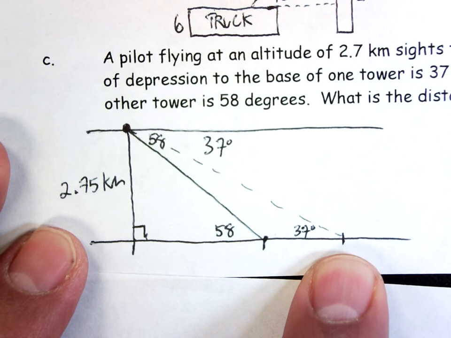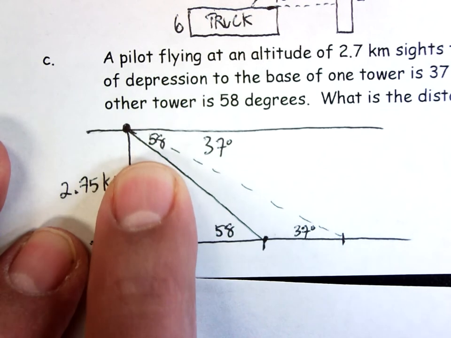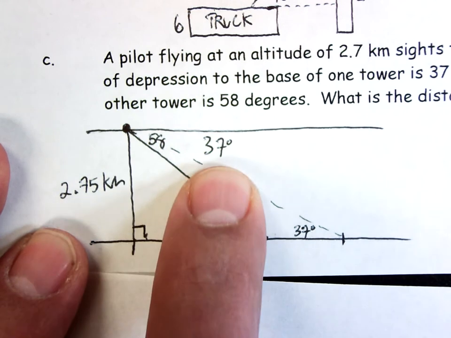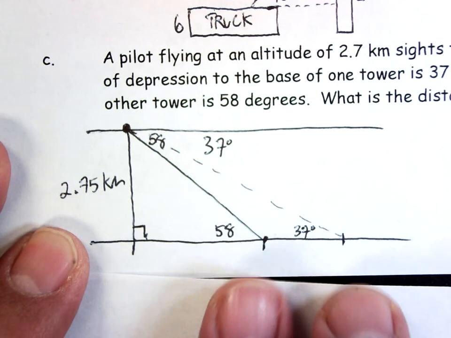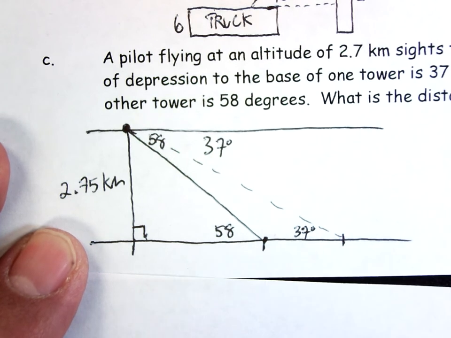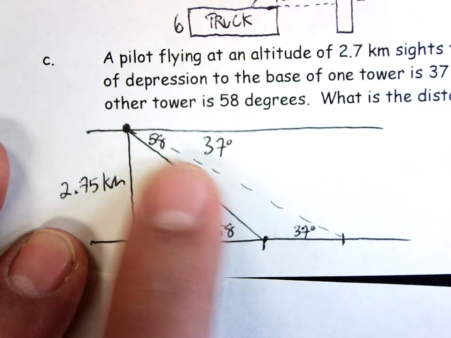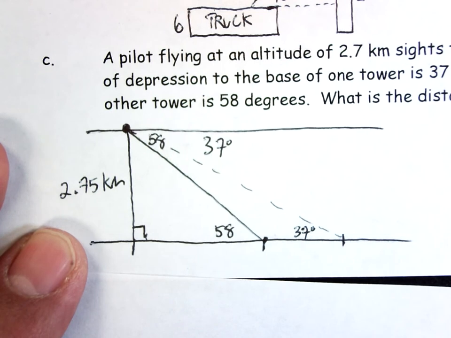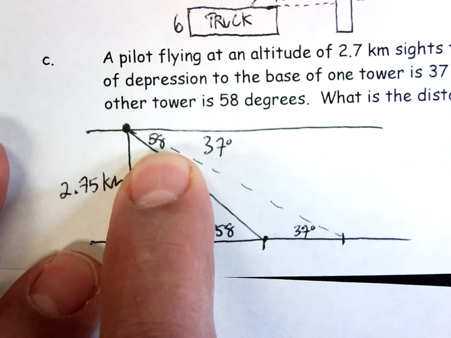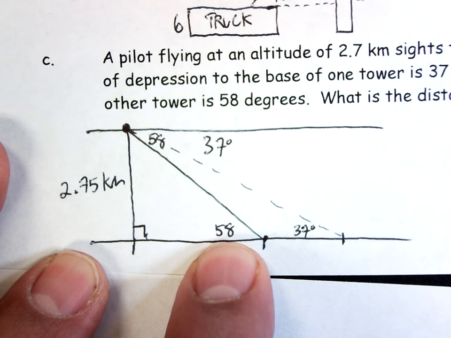His angle of depression to one of the control towers is 58 degrees, and his angle of depression to the other control tower is 37 degrees. And all they want to know is how far apart are these 2 control towers. Okay, I'm going to mess with the 58 degree angle of depression first, and that involves the solid line right here. So for now, just ignore that dashed line. So my angle of depression to this control tower is 58 degrees. So I then drew in the solid line, which makes this angle 58 degrees.